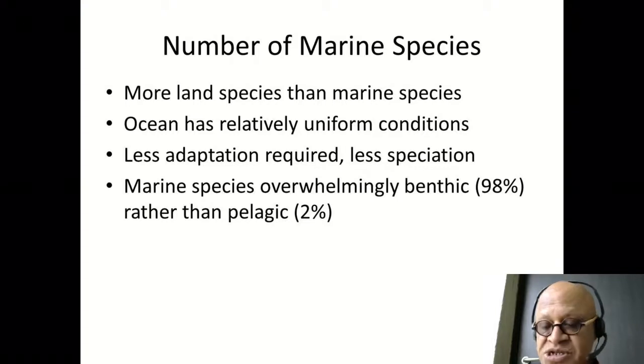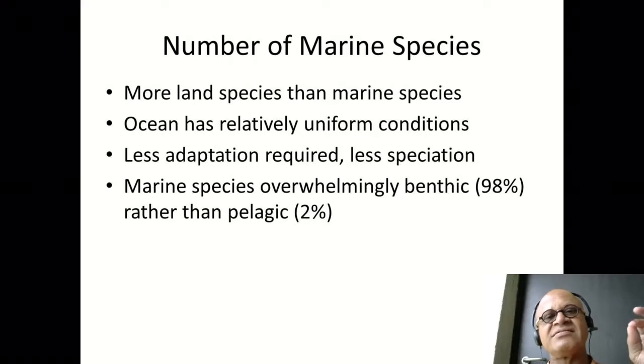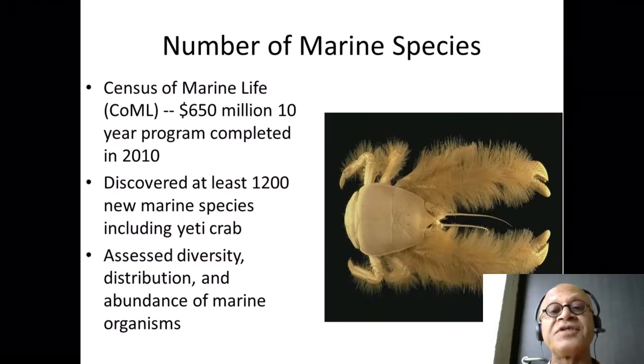So less adaptation is required, and less speciation, evolution of new species from existing species, happens. So marine species are overwhelmingly benthic. If you take all the marine species, then 98% of them are on the bottom because, as you can imagine, the water column cannot change very fast, but the bottom still changes very fast. So 98% of all marine species are at the bottom, and only about 2% are in the water column.